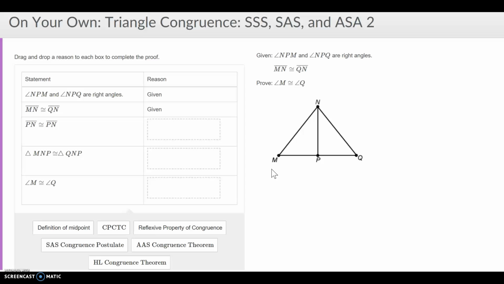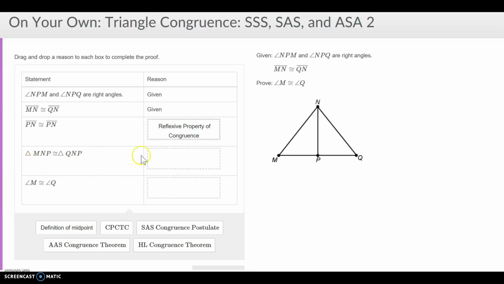All right, we know that PN is congruent to PN. That is the reflexive property. So let's see. Given the angles NPM and NPQ, those are right angles. And we know that MN is congruent to QN. Those are our givens. Okay. We know that this is congruent because of the reflexive property. Everything's congruent to itself. So once again, what do we have?